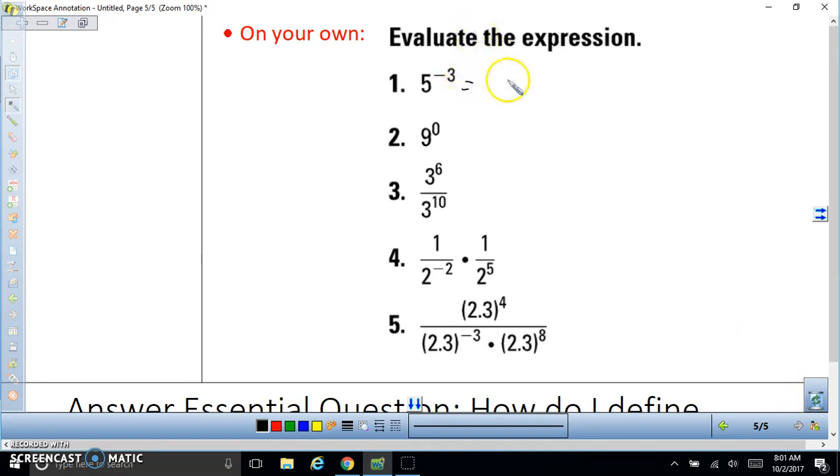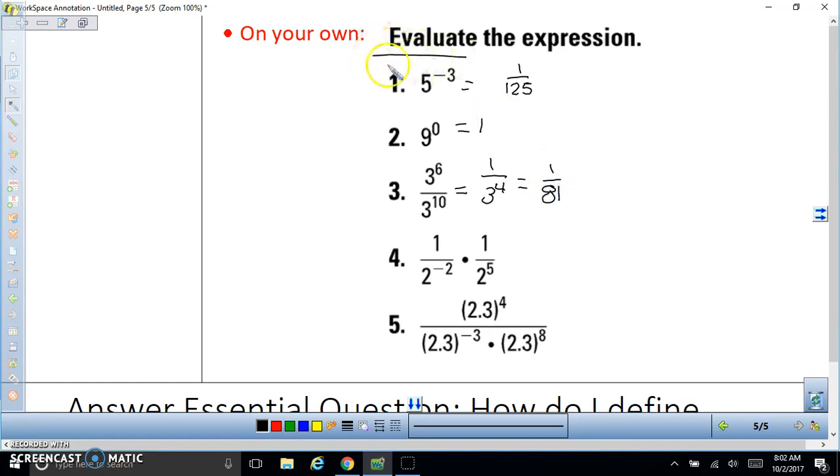For this problem, you should have gotten 1 over 125 because it's negative. This one is 1. This one, you should have got a negative exponent at first, and then you should have put 1 over 3 to the 4th exponent, and that's 3 times 3 is 9. 9 times 3 is 27, and 27 times 3 is 81, so this is 1 over 81, because it does say evaluate.